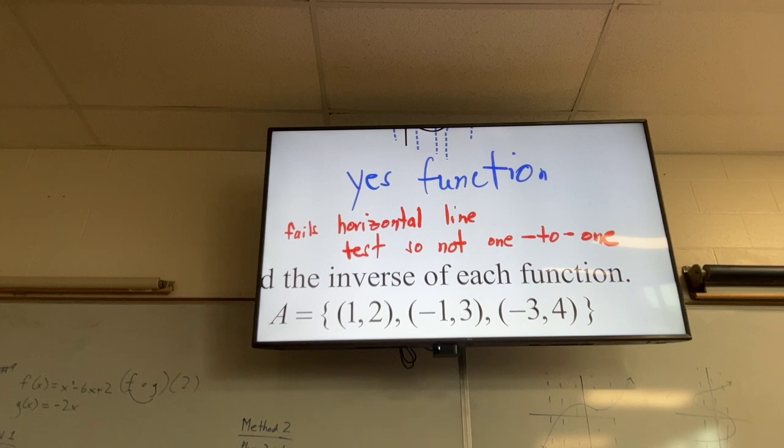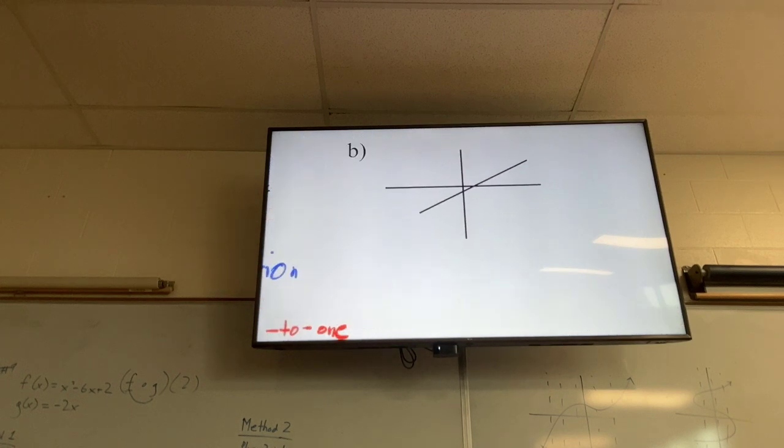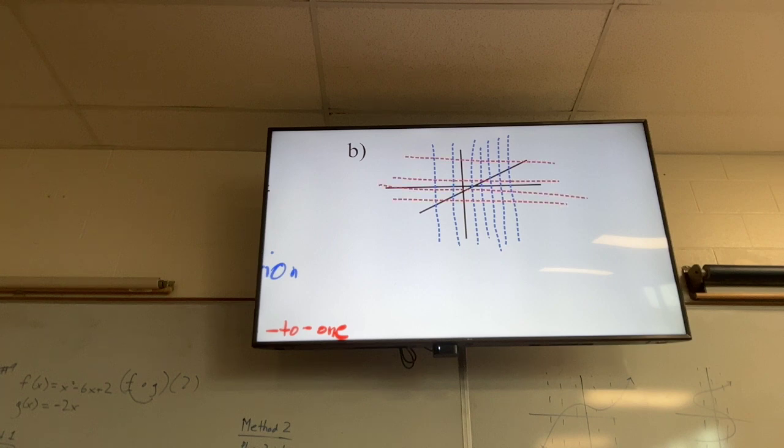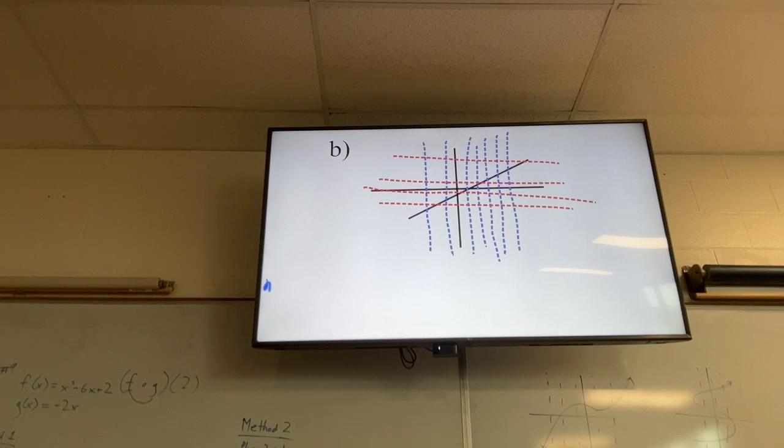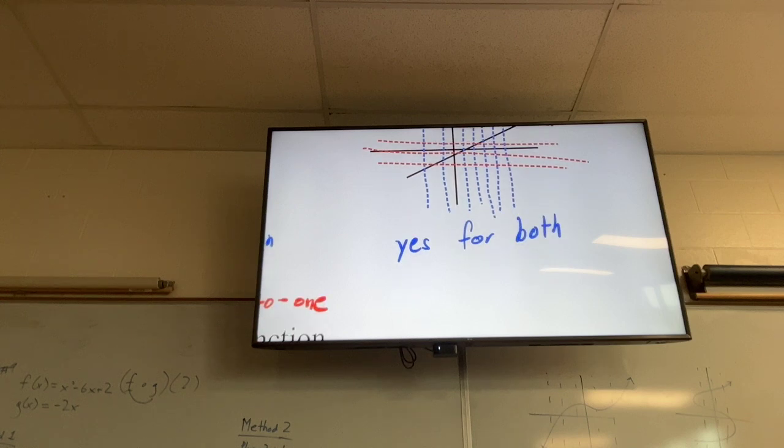Okay, this next one, is this a function? Yes, it is a function. Is it a one-to-one function? Yes, right? So no horizontal line nor any vertical line passes through the graph more than one time. So yes for both. That means it's a one-to-one function. It's actually very important in upper level mathematics.